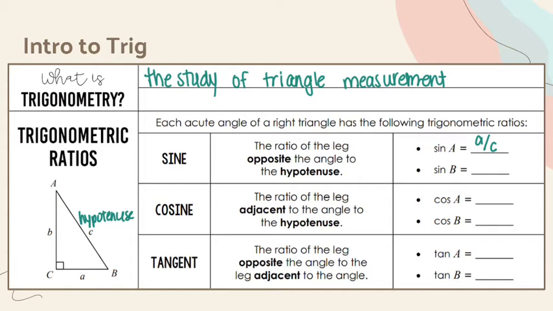Now, to find sine of angle B, we need the side opposite of angle B, which is going to be side B. So sine of B is B over C.